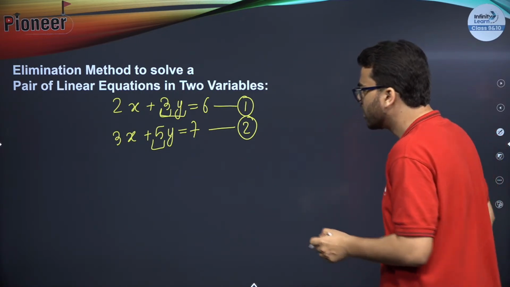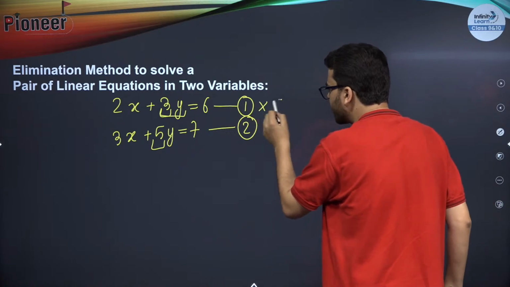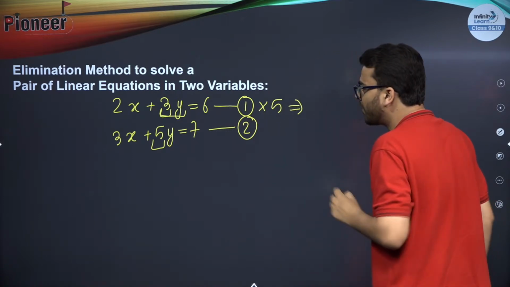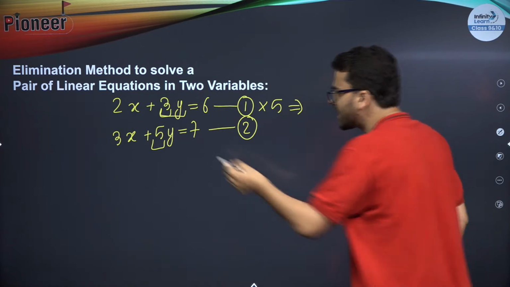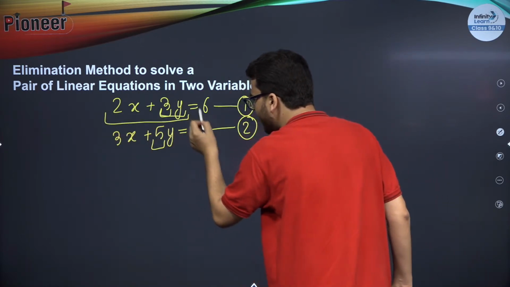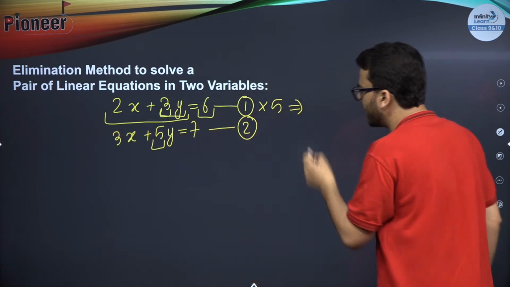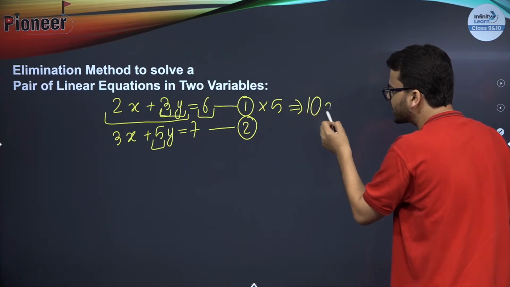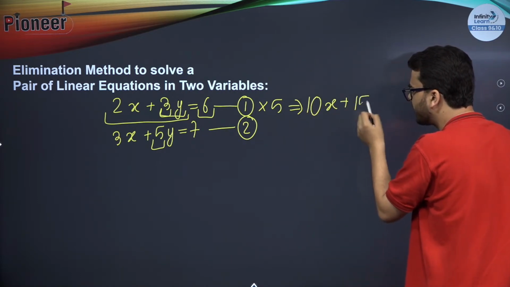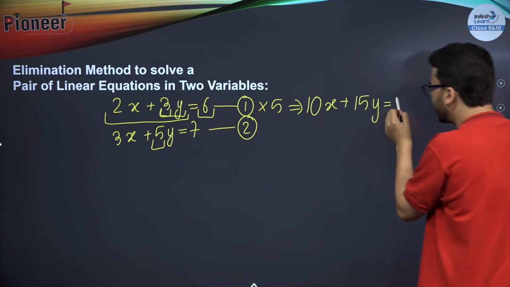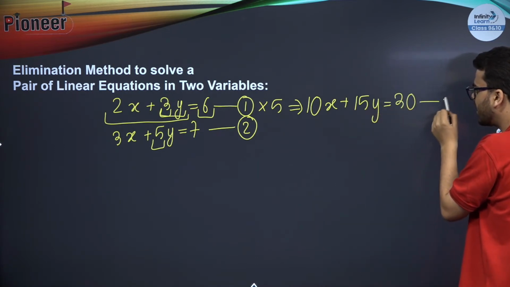So what will I do? I'll multiply the first equation by 5 over here, correct? Multiplying an equation by 5 means I'm multiplying the left hand side by 5 and the right hand side by 5 as well. So that will give us 10x plus 5 3s are 15y, and that is 5 6s are 30. So suppose this is the third equation.